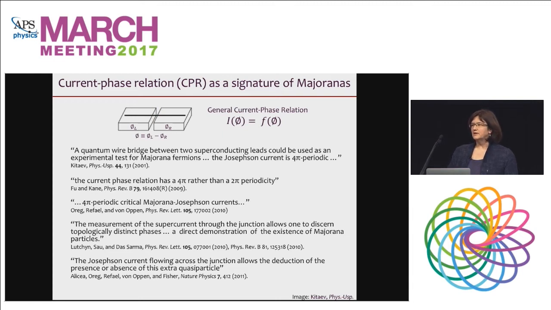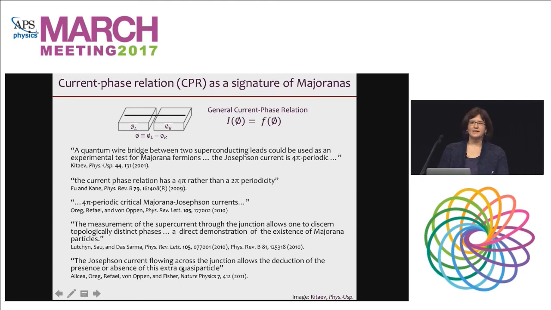When you look at the theoretical papers on this subject, the theoretical papers over and over again mention the importance of current phase relations in trying to characterize topological junctions. And so I won't read all these quotes, but I'll just leave them up for a minute so that you can run your eyes over them and see how people talk about the Josephson current, the current phase relation, the critical Majorana-Josephson currents, the measurement of the supercurrent through the junction, and the Josephson current flowing across the junction allows the deduction of the presence or absence of this extra quasi-particle. So this is highly motivating for measuring current phase relations.